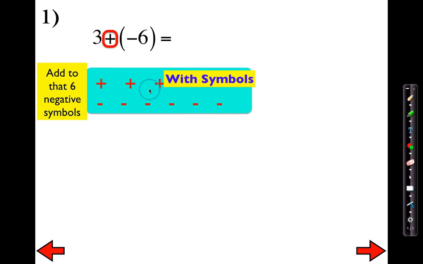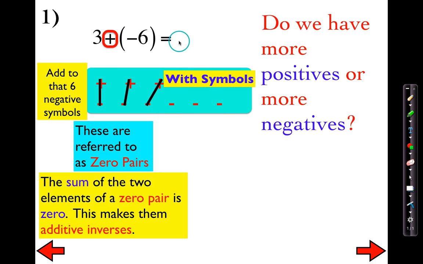Now from there I went ahead and modeled what this looks like, 3 plus a negative 6. I'm going to realize I see some 0 pairs. I see 1, 2, 3. And note, 0 pairs make 0, hence the name 0 pair. There's a pair that makes 0. Notice I am left with 3 negatives, so I would write my answer as negative 3.